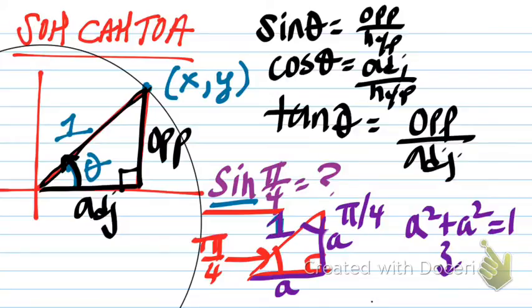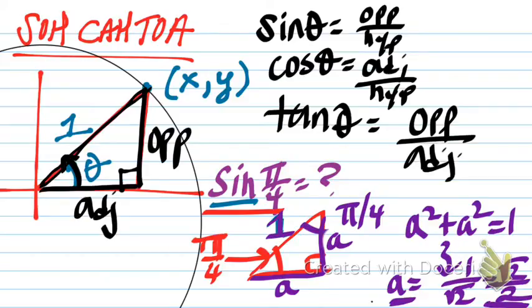And when you solve this, I'll save you the work there, you get a is equal to 1 over the square root of 2, which when you rationalize it becomes the square root of 2 over 2. So a becomes the root of 2 over 2. Well, a represents your opposite side here because of the way we made this problem. And frankly, it also represents your adjacent side because a is also that.